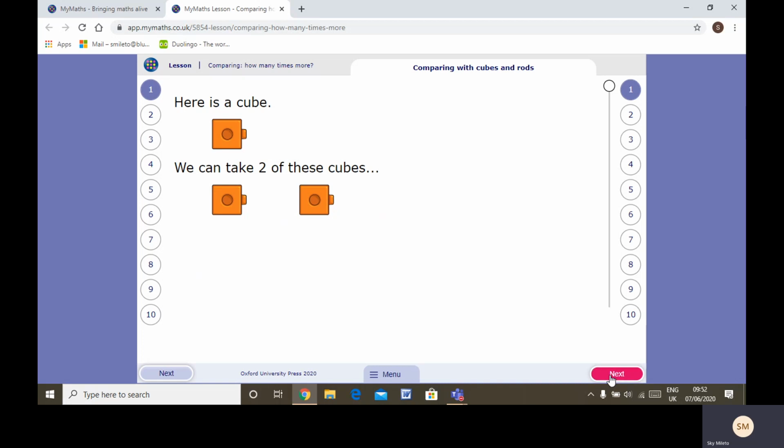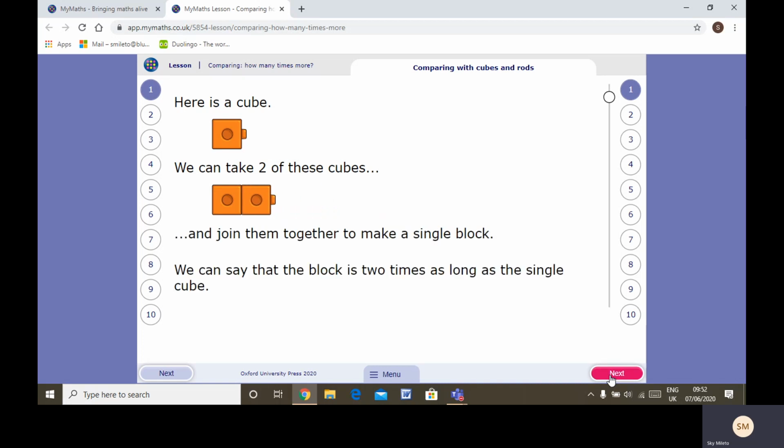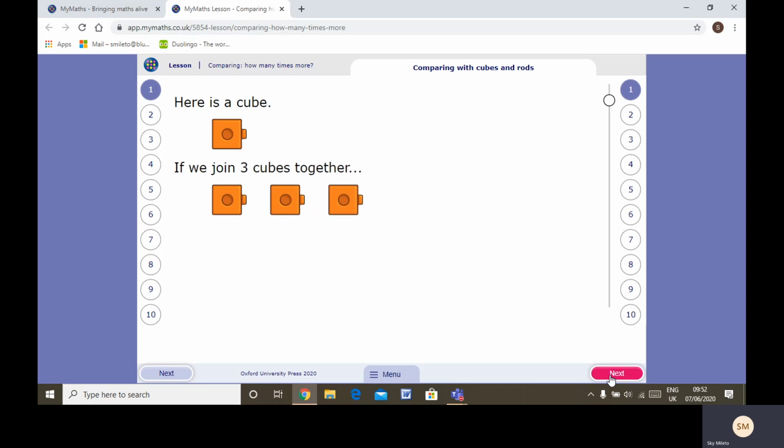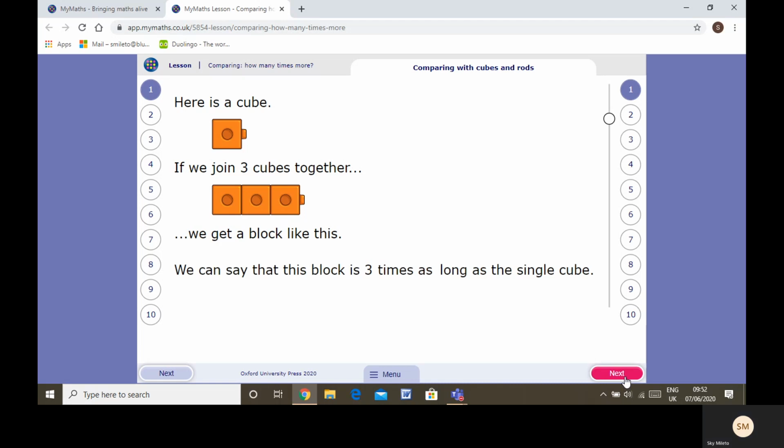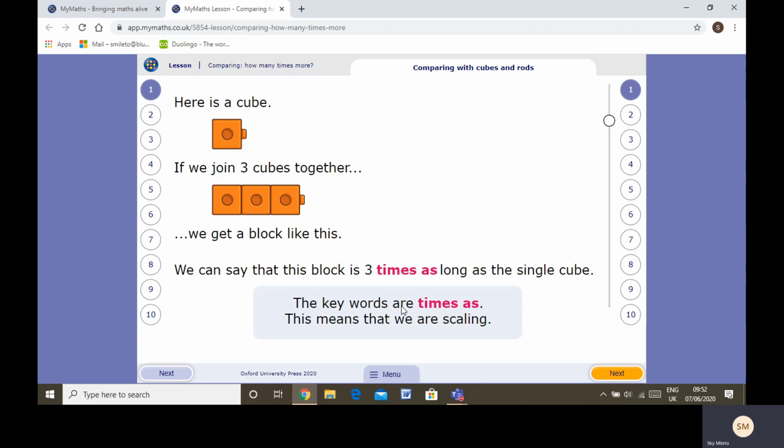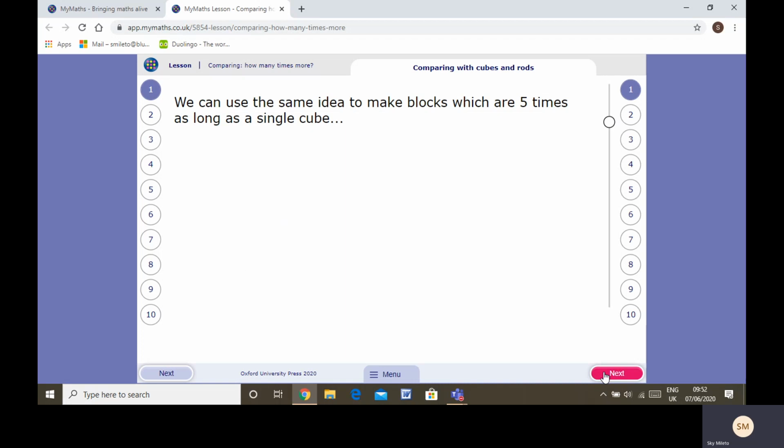We can take two of the cubes and join them together, just like we do in class, to make a single block. And we can say the block is 2 times as long as one cube. If we joined 3 cubes together, we could say that this block of cubes is 3 times longer than a single cube. Okay, the key words are "times as".